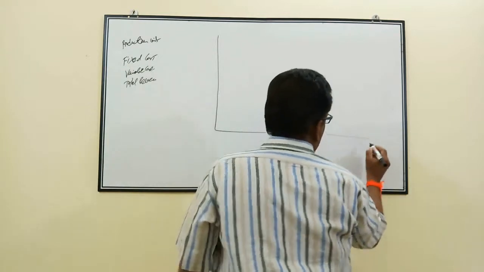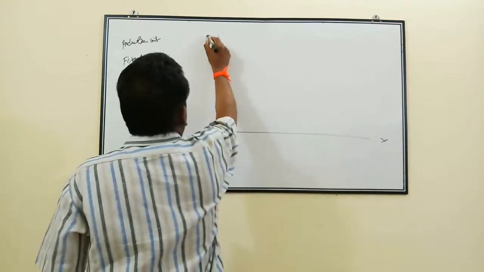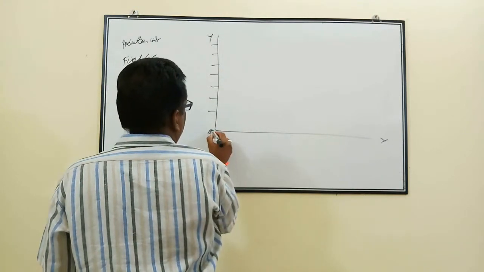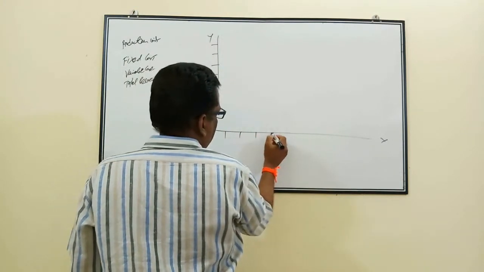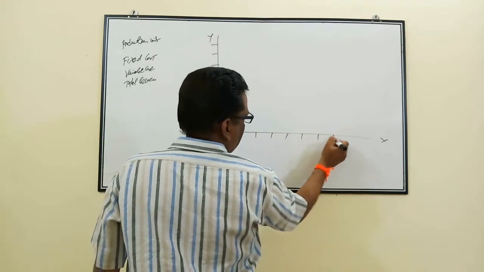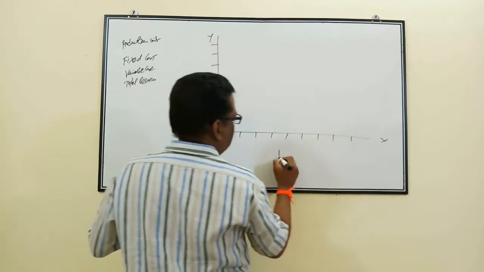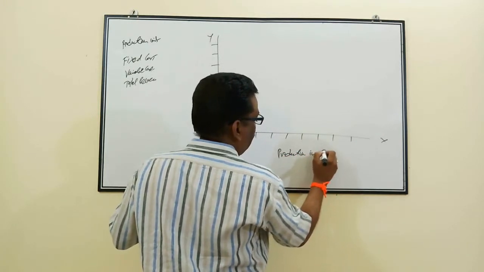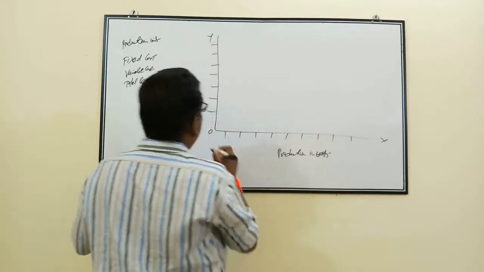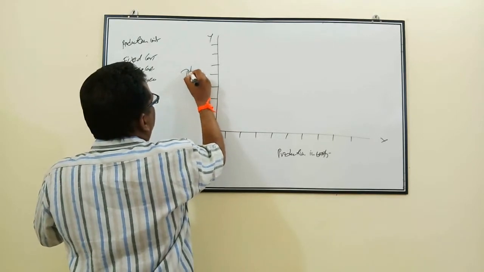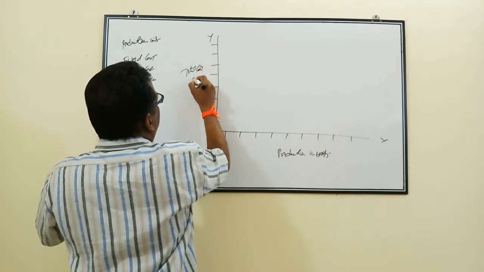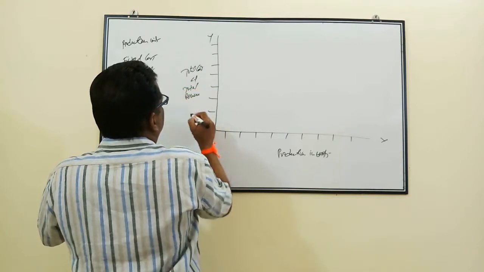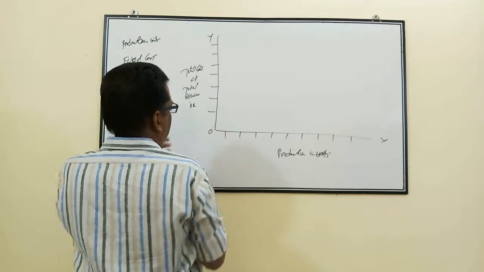Assume the x-axis and the y-axis. On the x-axis, production in units, and on the y-axis, total cost and total revenue in rupees are to be taken.